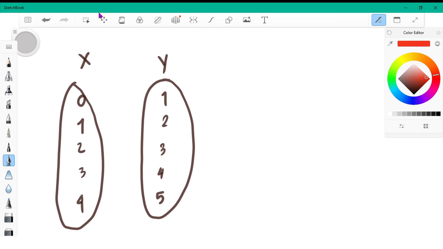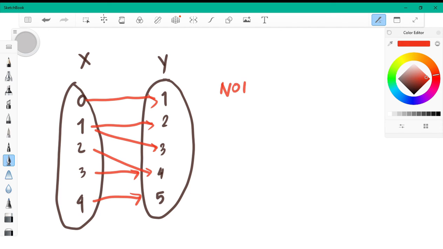And change the connectors. Say we have 0 to 1, 1 to 2, 1 to 3, 2 to 4, 3 to 4, 4 to 5. So if you look at this one closely, we notice that 1 has 2 corresponding values in y. So instantly, this mapping is not a function. Okay? So this is not a function because 1 has 2 corresponding y values.